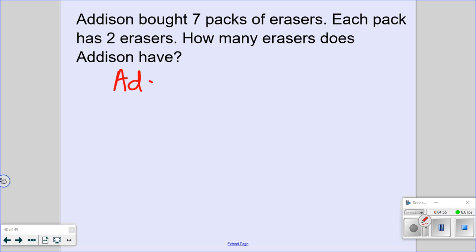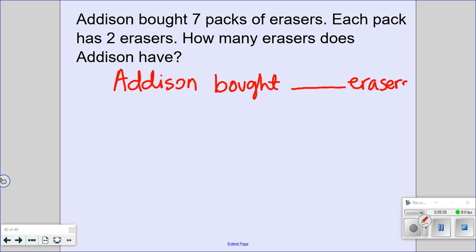Dwayne, erasers. Addison bought blank erasers. That will work. Go ahead and write an answer sentence. If you thought of a slightly different one, you can write yours down, as long as it has blank erasers. Somebody should be writing. Addison bought blank erasers.